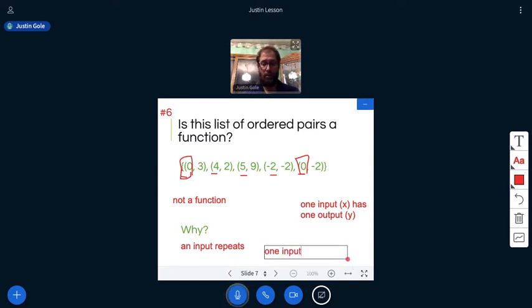One input has two outputs would be a reason. An input repeats. Those are all valid reasons for why it's not a function. Hopefully that's making a little bit of sense, ringing a bell from earlier in the year.